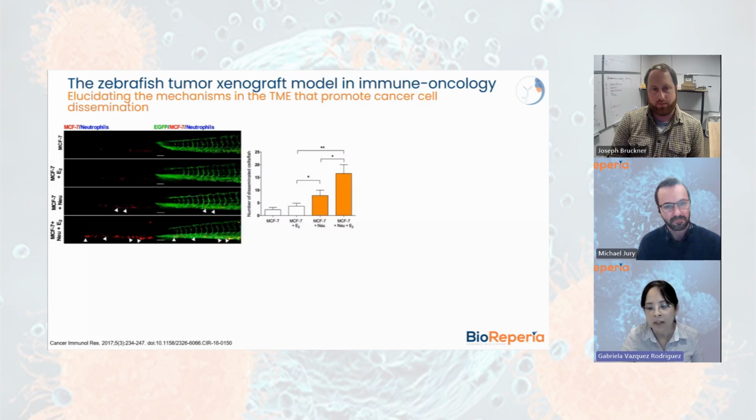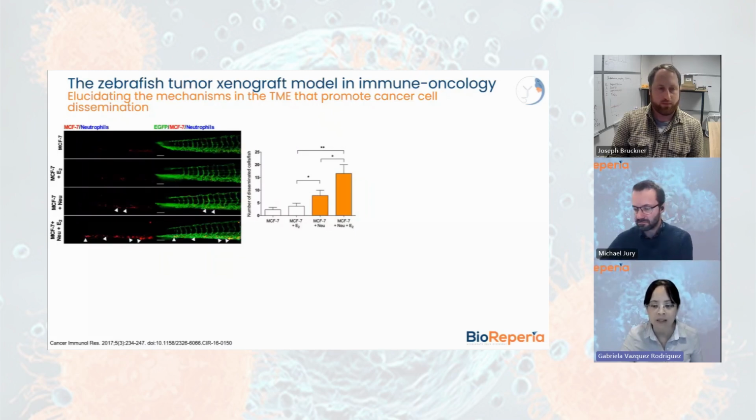So we evaluated the effect of estradiol in promoting the protumoral polarization of immune cells, in this case the neutrophils. And we evaluated the dissemination of the low metastatic breast cancer cells, which are these MCF7 cells, under conditions of estradiol treatment, both in the presence and absence of human neutrophils.